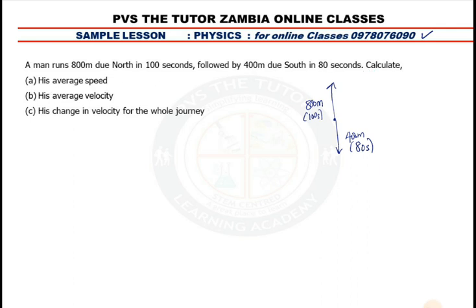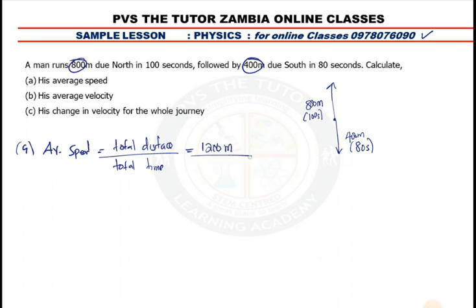Calculate his average speed. To find his average speed, average speed is just equal to total distance covered over total time. So here our total distance is 800 plus 400, which will give us 1,200 meters, over our total time of 180 seconds, and this gives an average speed of 6.67 meters per second.